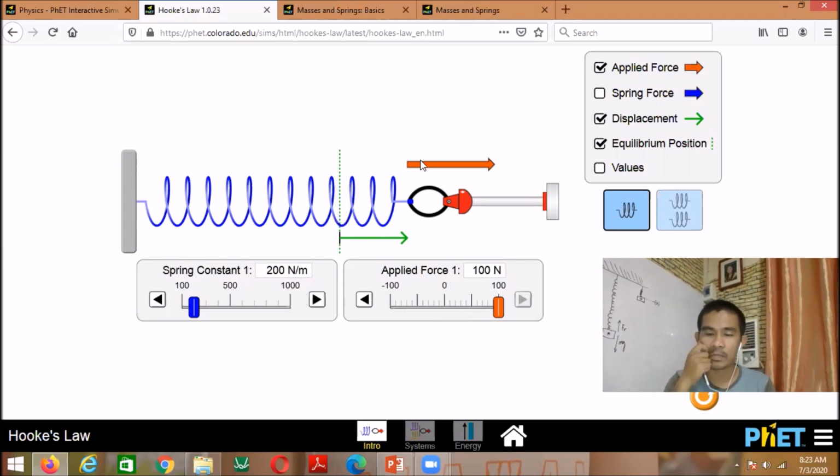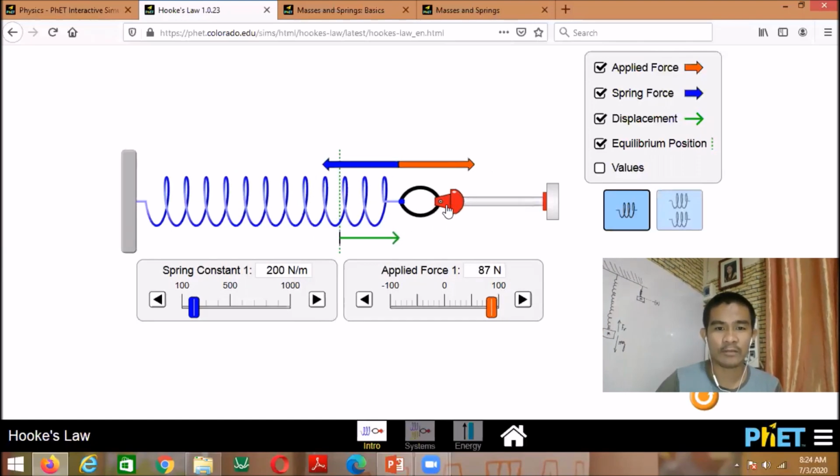Now, remember Newton's third law of motion, action and reaction. There is action force and reaction force. So the action force here is the applied force, or the force that stretches the spring. And the reaction force will be the force reacted by the spring. This blue line pointing at that direction indicates the reaction force, or the force exerted by the spring. So here, these two quantities, the force of the spring and the displacement, are in opposite direction.